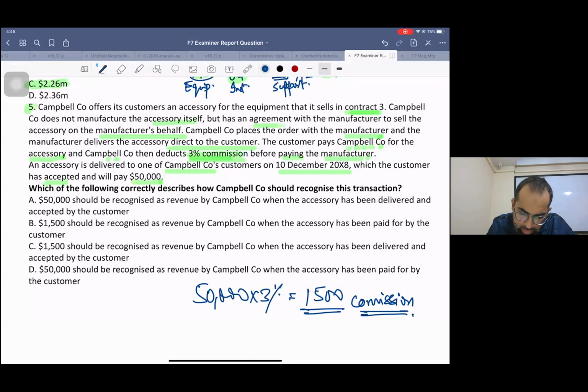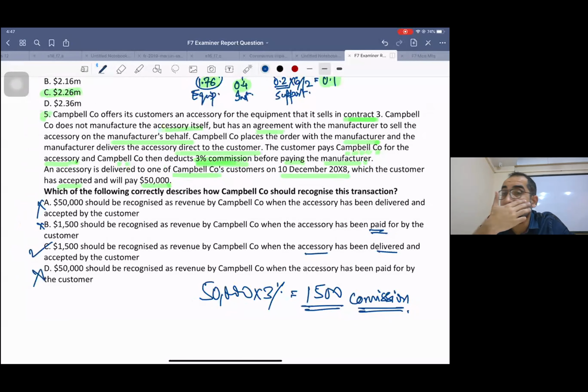Now let's read: which of the following correctly describes how the Campbell Company should recognize this transaction? Number one, 50,000 should be recognized as revenue. Wrong, very wrong. Sorry, we are not principal, we are agent. 50,000 is not our revenue. 1,500 should be recognized as revenue when the accessory has been paid. Half correct. Yes, our right is 1,500, but we won't wait for the day of payment. This is again wrong, see, it is written has been paid. No need to wait for the payment day. 1,500 should be recognized as revenue by Campbell when the accessory has been delivered. Yes, delivered and accepted by the customer. This is the correct answer. D is again wrong.